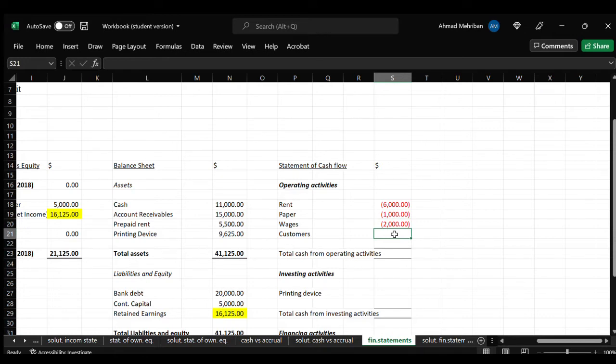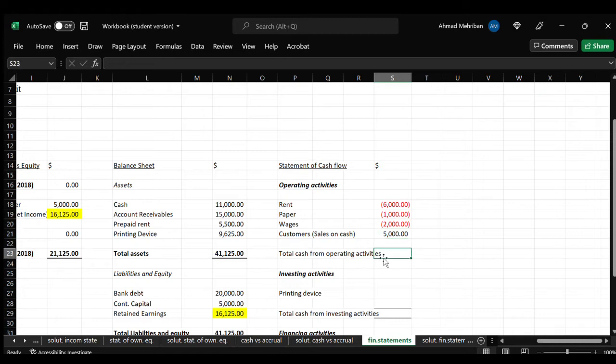Now from customers, we have received, or basically, customers or sales, right? So this is basically, we made service sales, but only cash sales. We're not talking about credit sales, sales on cash. Okay, let me just add that, sales on cash, we have incurred, and that was 5,000. And here notice I didn't put a negative sign because we're talking about cash inflow.